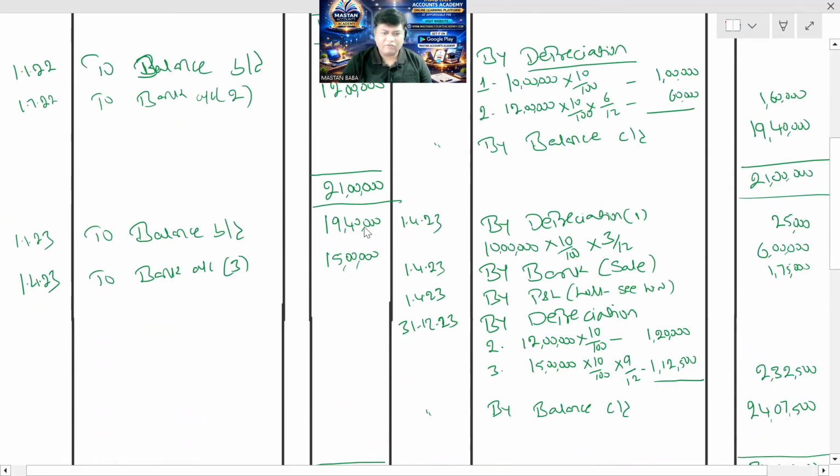And in the third year, with 19 lakh 40,000, what we did on 1/4/2023: the first motor vehicle is unsuitable, sold for 6 lakhs. So what I did, I have calculated the depreciation only for the first motor vehicle, that is 10 lakhs into 10 by 100 into 3/12, 25,000, and I have given a clear working note. The book value comes to 7,75,000 but sold for 6 lakhs. So by bank, sale value 6 lakhs. By P&L account, loss on sale, see working note, 1,75,000. On the same day, we purchased the third motor vehicle for 15 lakhs. So to bank 15 lakhs.